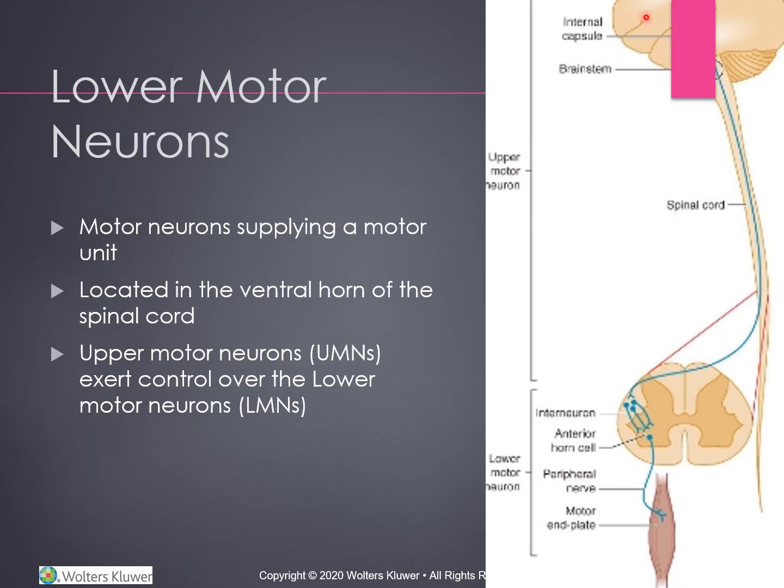So the upper motor neuron travels through the spinal cord from usually the motor cortex or upper structures down into that ventral horn in the spinal cord. And then we have our lower motor neuron, where we synapse from upper motor neurons, which exert control over the lower motor neurons, into nerve fibers themselves.